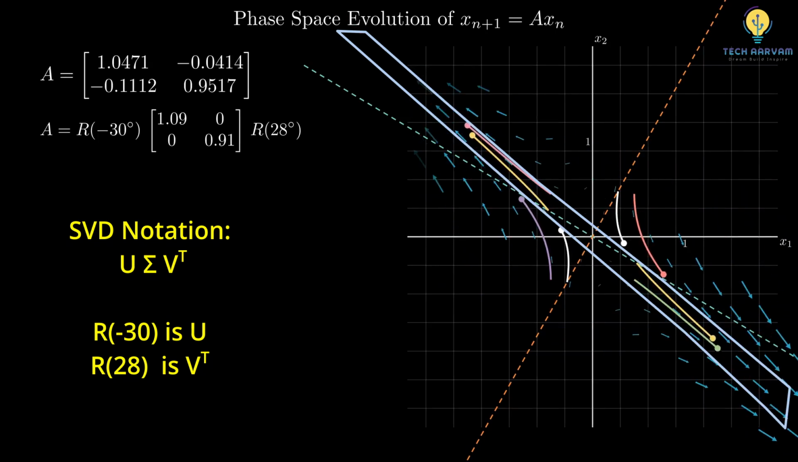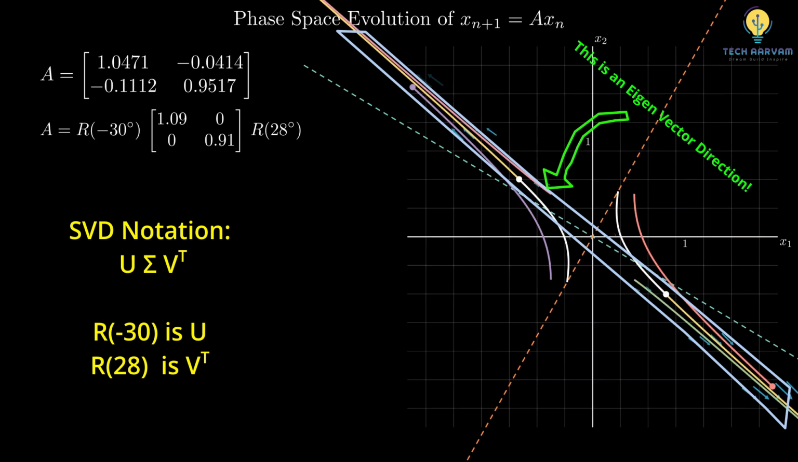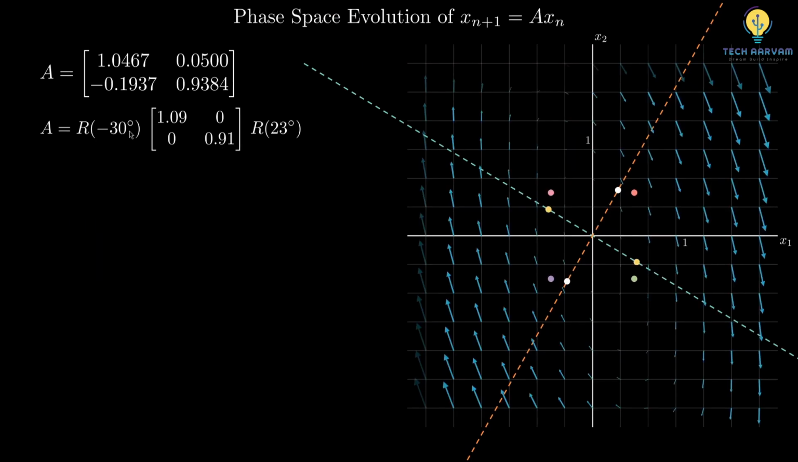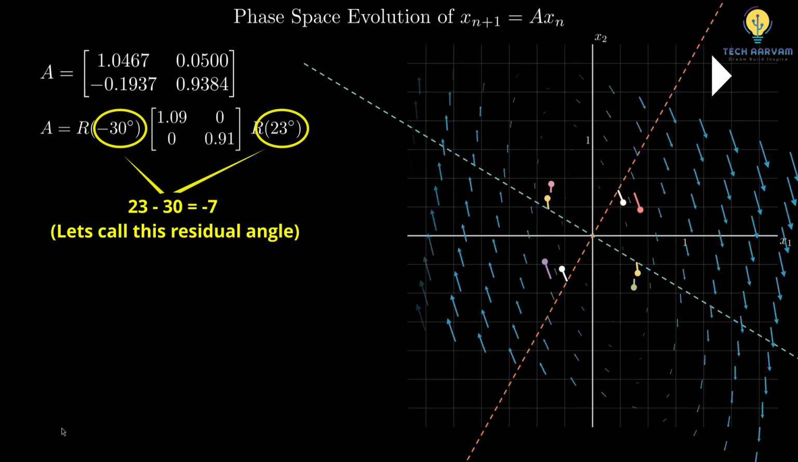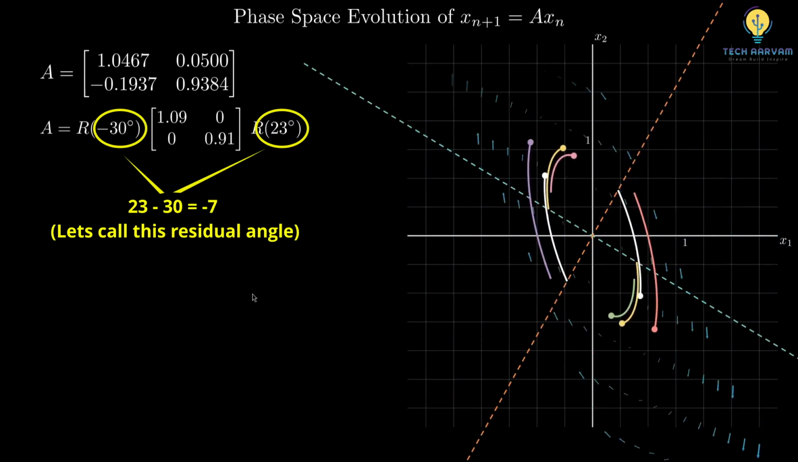Eigenvector directions are the directions on which, if you pick a vector and apply the transformation, the resultant vector stays on the same line. So here is another non-symmetric matrix. Here the residual angle, what I'm calling the residual angle, is minus 7 degrees. That is, the V vector has a rotation of 23 and the U vector has minus 30. This is carefully chosen to show another interesting pattern. Let's run this visual to see what happens.